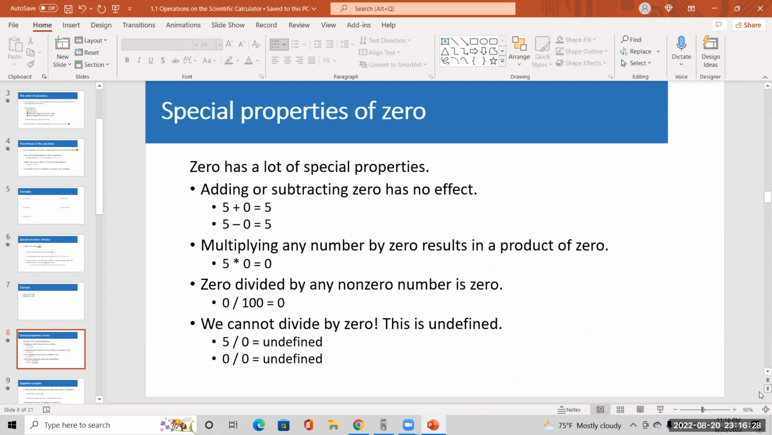Think about if you have no candy bars, it doesn't matter if you're dividing it between one person or 2 people or 2,000 people. Nobody's getting any candy bar because there was nothing to begin with. Now, the trick with 0 is we cannot have 0 on the bottom. Okay. So in our denominator, we cannot have 0. If we have 5 over 0, if we have 1 over 0, if we have 0 over 0, it's undefined every time. So keep that in mind. Your calculator will usually give you an error if you end up with something undefined.